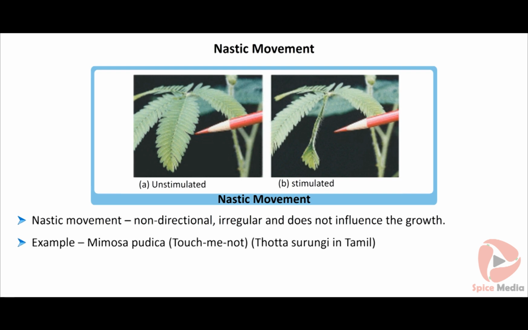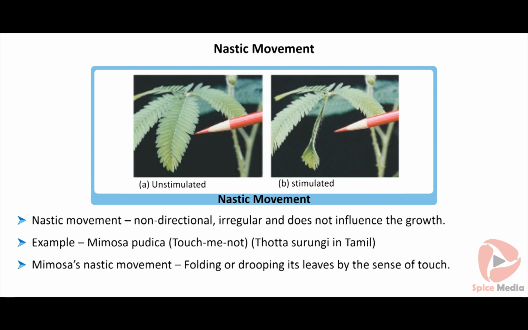The non-directional and irregular movement of plant part is called nastic movement, which does not influence the growth. A good example for nastic movement is the movement in the touch-me-not plant. Mimosa pudica responds to touch by folding up and drooping down its leaves for the sense of touch.